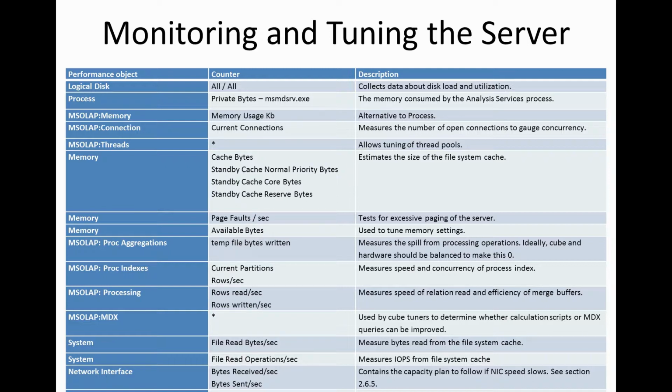You can also monitor from a processing perspective how many rows are being created per second for indexes as well as processing, so you can tell if what you're doing is speeding up your processing or slowing it down. There's also file read operations per second. That's going to measure your IOPS from the file system cache. That's a very, very important number.